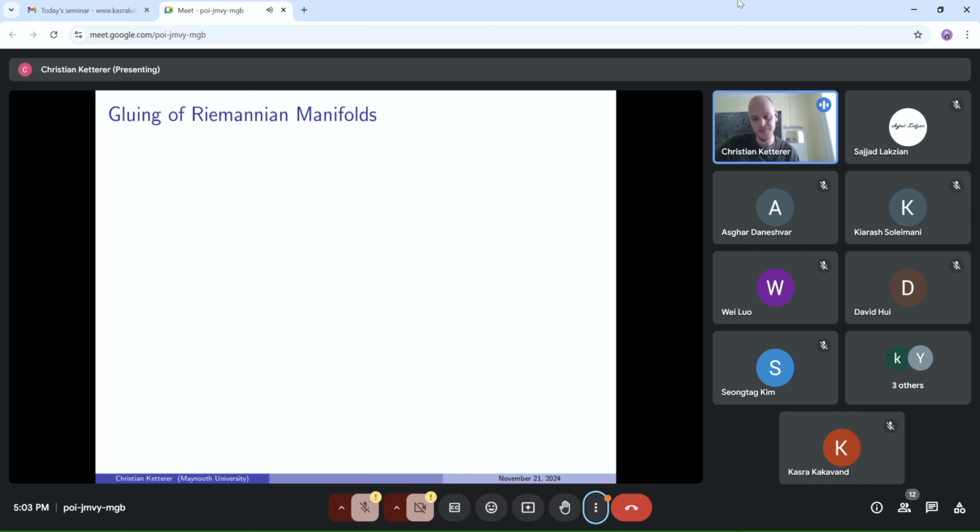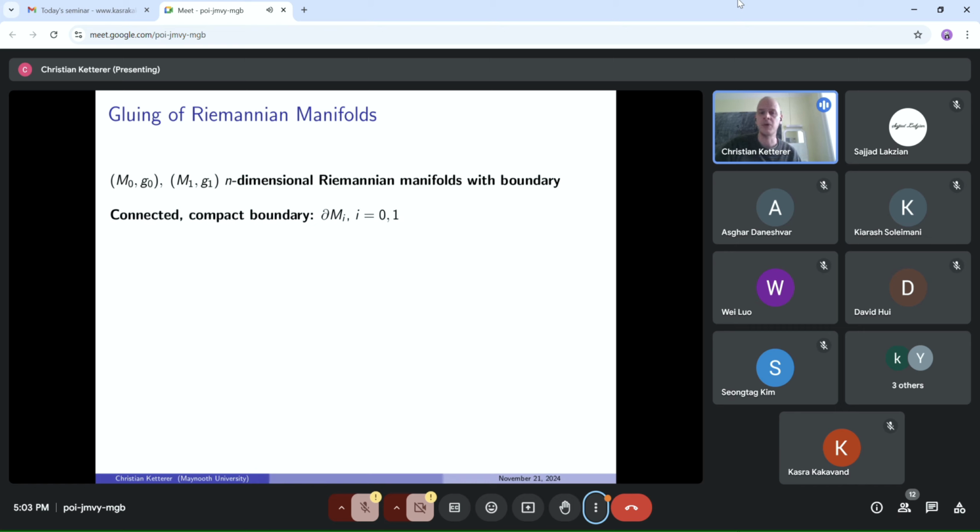Okay, so let's start with the gluing construction. What does it mean when we glue together Riemannian manifolds? The setup will be that we have two Riemannian manifolds that are n-dimensional and have boundary. The boundary we assume is connected and compact for simplicity. And then we have an isometry that identifies these two boundaries, with respect to the induced Riemannian metric on each of these boundaries.